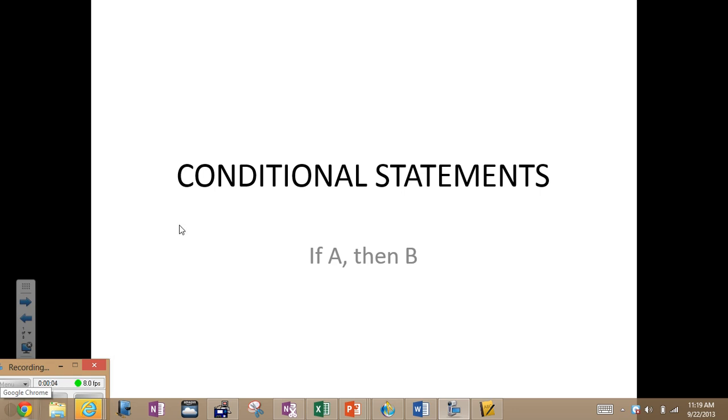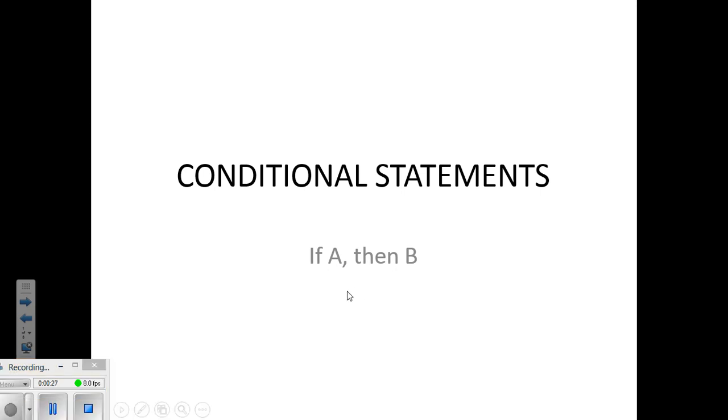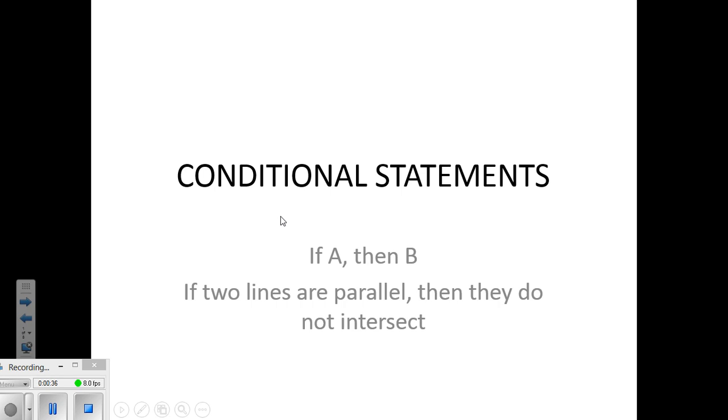Now this video is going to run us through some slideshows, which is the starting of chapter 2. What we're going to be working with is some language of geometry and statements, not always of geometry, but statements of the form if something, then something else. So they're if-then statements of the form if A, then B, and they're always called conditional statements. As an example, if two lines are parallel, then they do not intersect. So this is a conditional statement.